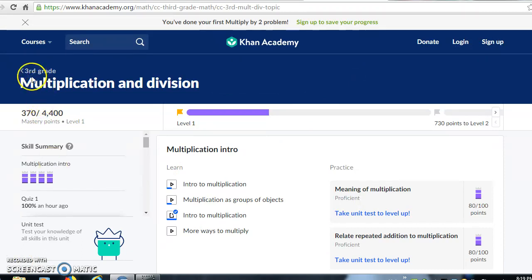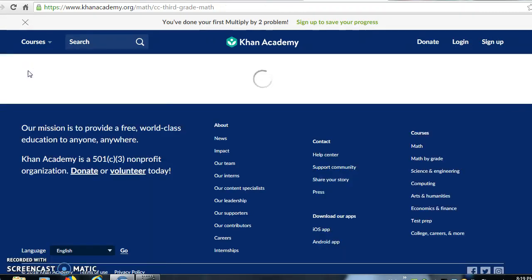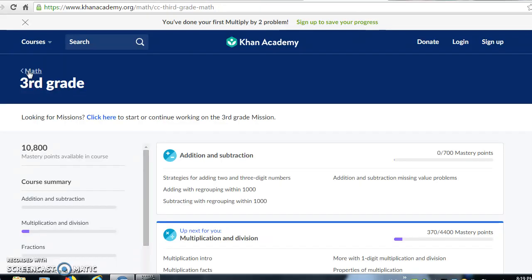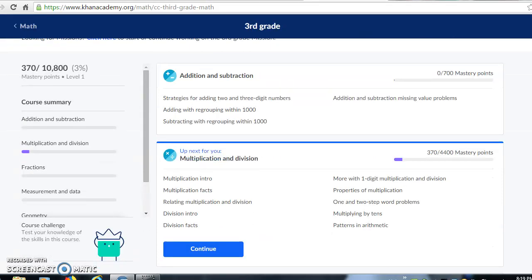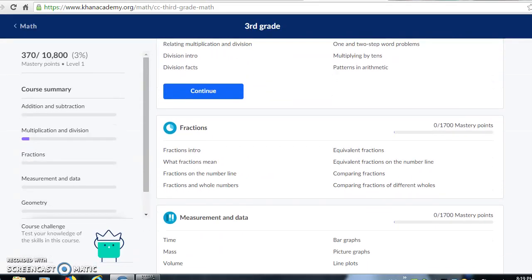So remember, you have control of what it is that you want to work on. So you can always go back to different skills that you have here, addition and subtraction. If you want to work on fractions, things like that, you can go ahead and work on those. And over here, it'll show you all of the course summaries that you have done. So we were working in multiplication and division, and that's why you see that bar has some purple there, because that's what we've completed so far.